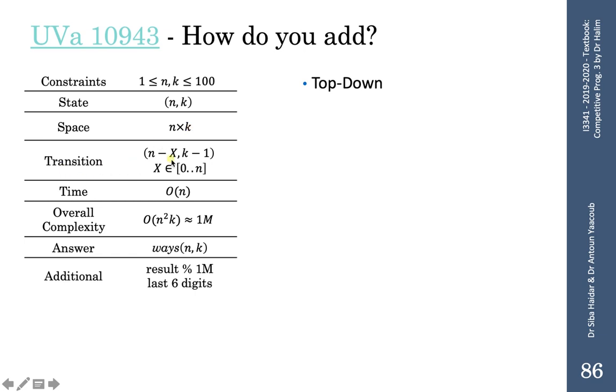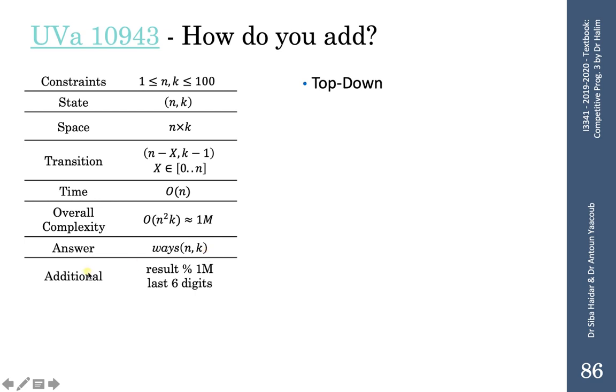And the transition is, when you have to calculate the state (n, k), you have to sum the states (n minus x, k minus 1) for all x varying between 0 and n. For each state, because you have a summation for x varying from 0 to n, the complexity to solve a state is of the order of n. The overall complexity is this times this, which gives us order of n to the power 2 times k. And the answer is given when you call ways of (n, k). So this is the answer.